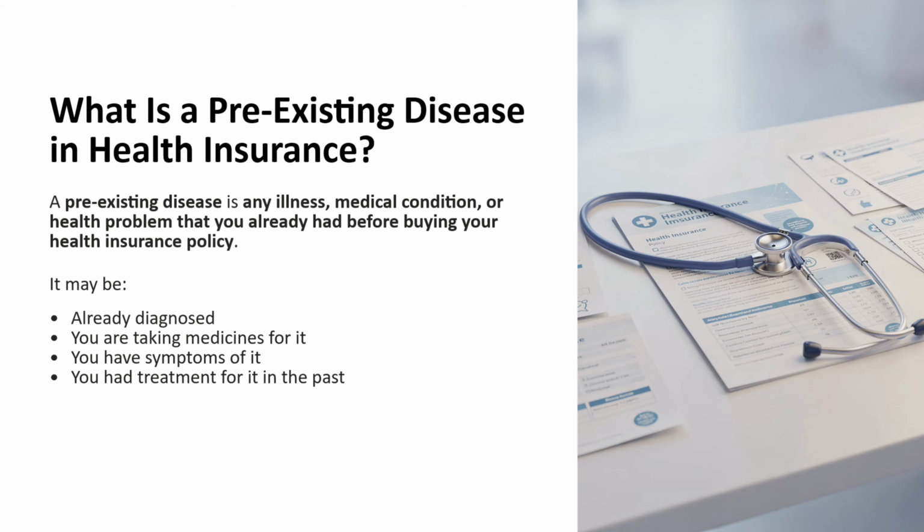Now we will see what is a pre-existing disease in health insurance. A pre-existing disease is any illness, medical condition or health problem that you already had before buying your health insurance policy. It may be already diagnosed, you are taking medicine for it, you have symptoms of it, and you had treatment for it in the past.